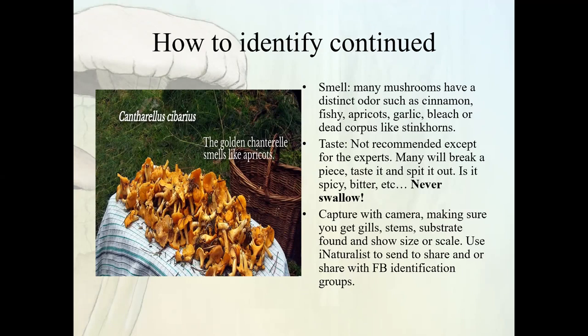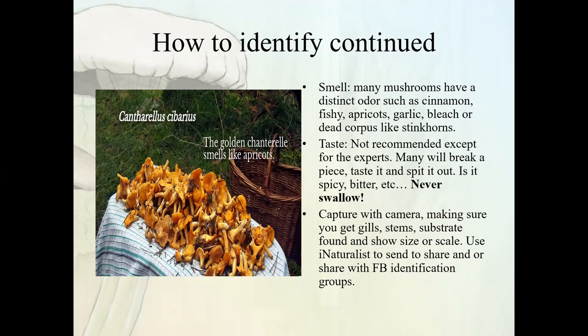Capture with a camera. A lot of you post really nice photographs on Facebook, which is good, to help us identify. But make sure you get a good picture of the gills, or the underside if it's a porous one, and the stems. What substrate was it found on? Was it found in soil or on a piece of log? And if you can, show us the size or scale. Maybe put a penny or a pen or a mobile phone next to it. I have a little measuring stick too.